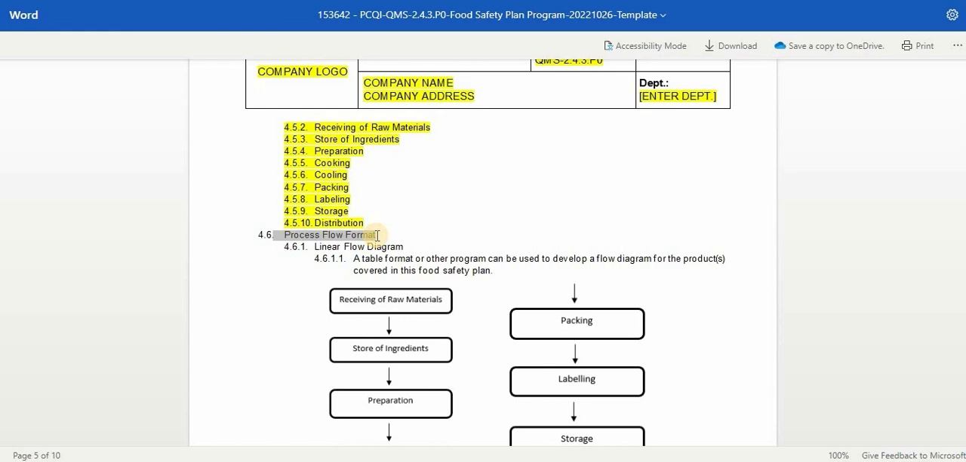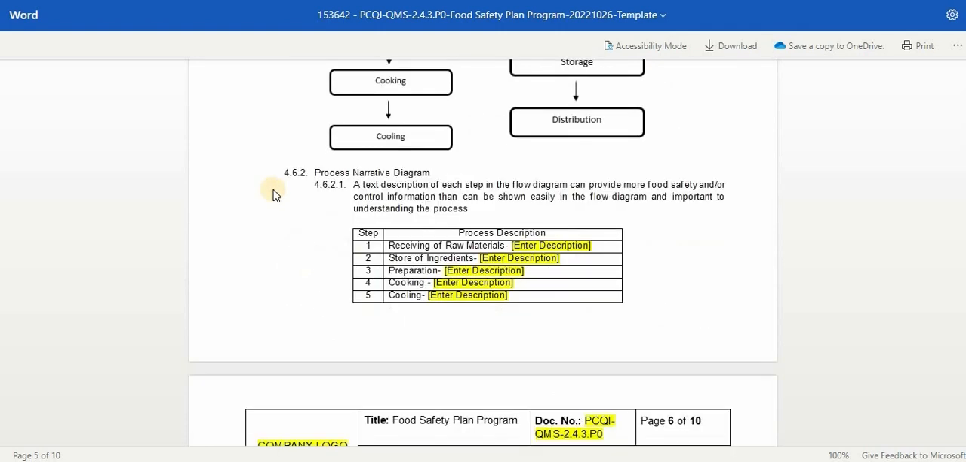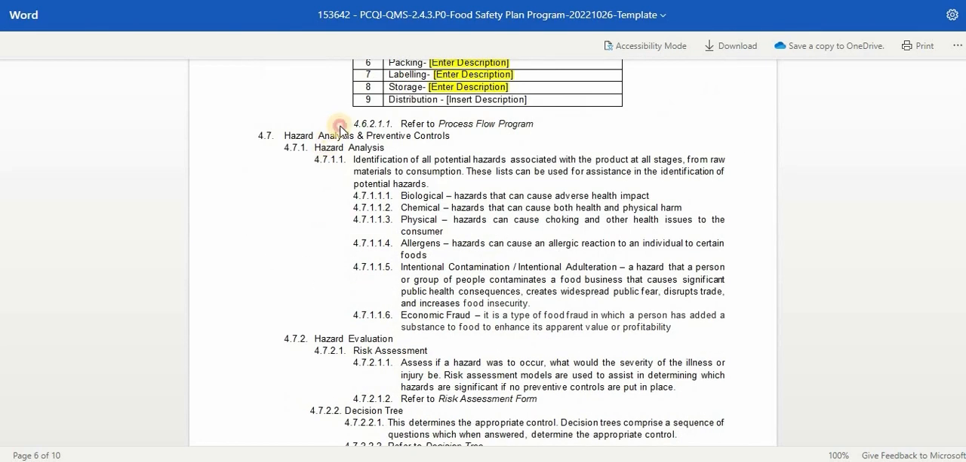Sixth, under procedure, is process flow format. Under that, one is linear flow diagram. A table format or other program can be used to develop a flow diagram for the products covered in this food safety plan. And second is the process narrative diagram. A text description of each step in the flow diagram can provide more food safety and or control information that can be shown easily in the flow diagram and important to understanding the process, which you may refer to process flow program.